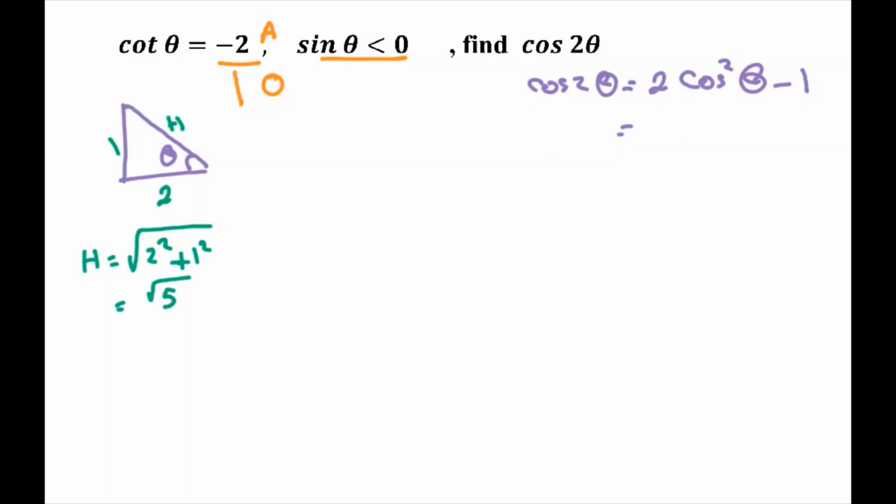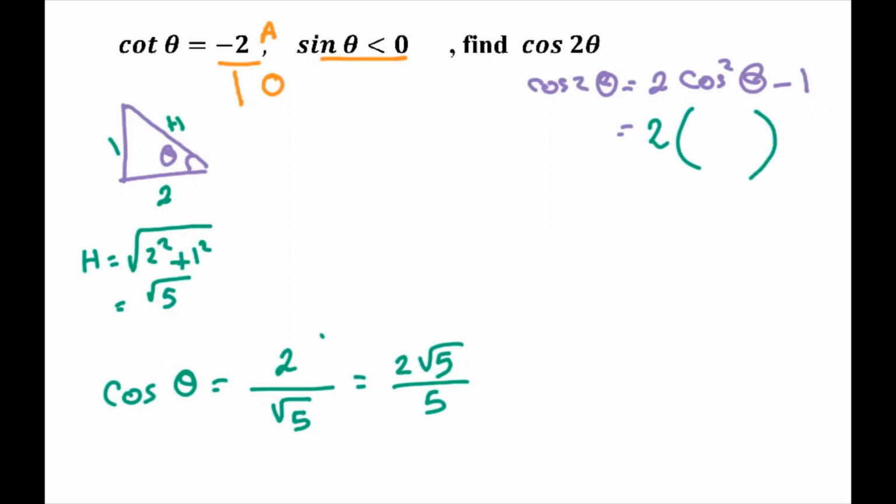That's going to be square root of 5. Cosine theta will be equal to the adjacent over hypotenuse, and you can actually write it as 2 square root of 5 over 5 if you want. At this stage, it does not really matter. I'm going to use this one for now, because you're going to take the square root, and squaring a square root will cross out the square root anyway.